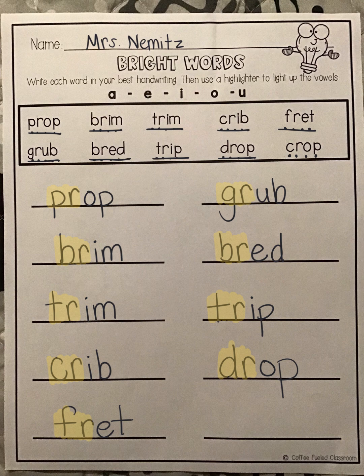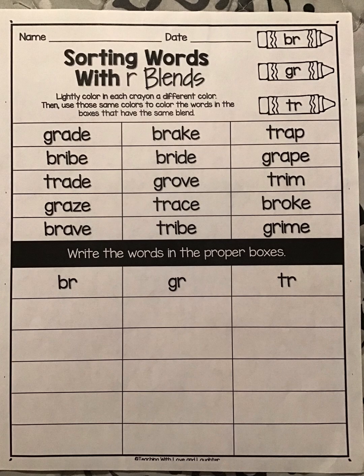K-R-O-P. Crop. Please write crop. K-R-O-P. Crop. With your highlighter, please highlight the initial R blend. Way to go, boys and girls. Turn your paper over. Okay, my friends, this side we are going to be sorting our blends.